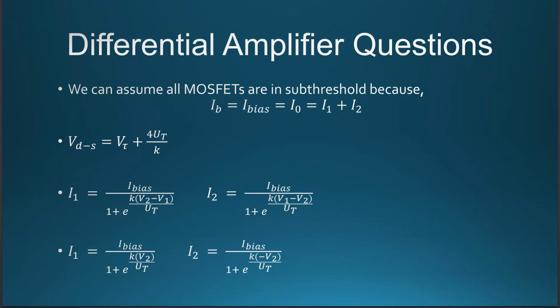Differential amplifiers. We assume that all MOSFETs are in the subthreshold region if the bias current IB is in the subthreshold region itself, because IB is the combination of the two output currents, I1 and I2. These are the equations that we use to solve for our I1 and I2. When V1 is a lot smaller than V2, I1 is shown as I bias over 1 plus e to the kappa of V2 minus V1 over UT.